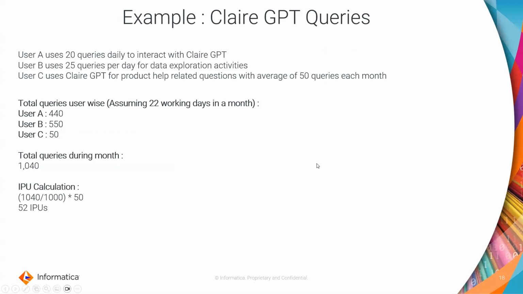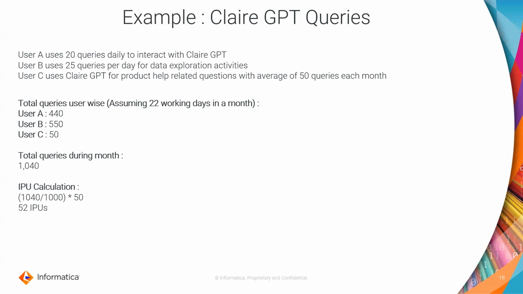Coming to the ClearGPT queries, user A uses 20 queries daily to interact with ClearGPT. User B uses 20 queries per day for data exploration purposes. And user C uses ClearGPT for all the MDM related and the product help queries, which is an average of 50 queries each month. Just for the example's sake, let's take 22 working days in a month.